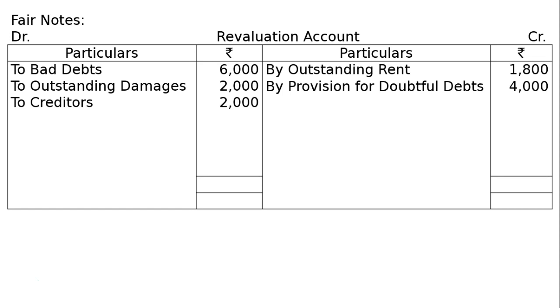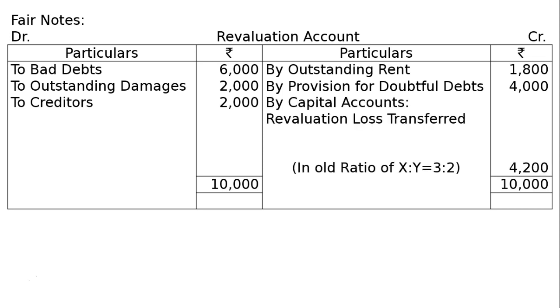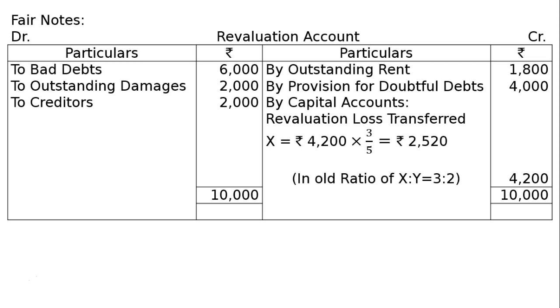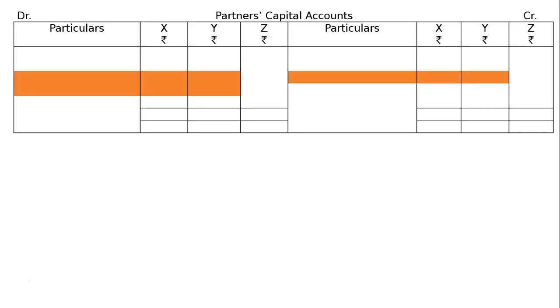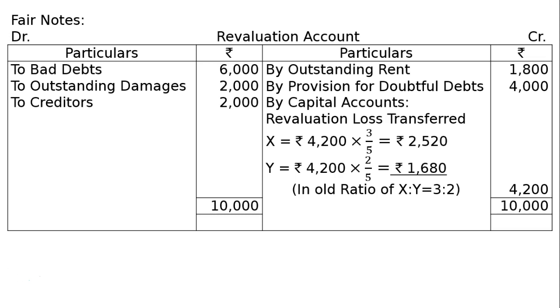Now our work is over. Total the debit side of revaluation account, that is coming rupees 10,000. Write it on the credit side rupees 10,000, and minus 5,800, by capital accounts, revaluation loss transferred in old ratio of X is to Y 3:2. X is rupees 4,200 multiplied by 3 by 5, that is rupees 2520, and Y rupees 4,200 multiplied by 2 by 5, that is rupees 1680. These two total amounted to rupees 4200.